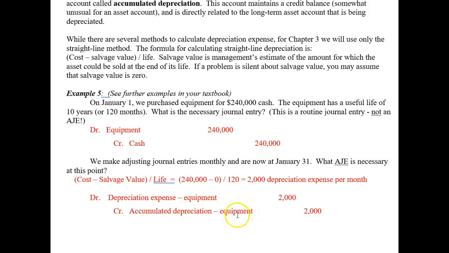It attaches itself to this account that has a debit balance. Equipment has a debit balance. Accumulated depreciation has a credit balance. On the balance sheet, in the financial statements, the accumulated depreciation is subtracted from the equipment account to get a net book value of the equipment. In this case, it would be $240,000 minus $2,000, or $238,000 net book value for the equipment.